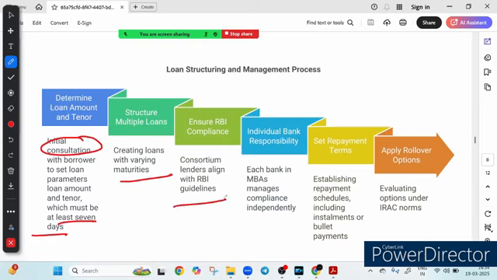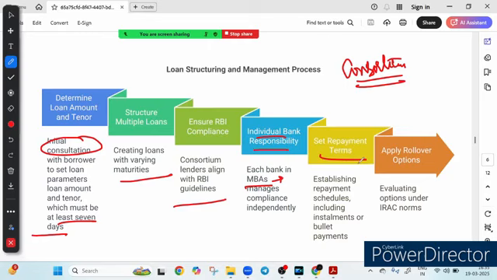Now you ensure the RBI compliance. All consortium lenders, so basically this point is about the consortium. You know about this consortium thing, right? How a consortium works is the point I am talking about. Basically, all consortium lenders must stay in sync with RBI guidelines. Then individual bank responsibility. Whenever there is a multiple banking arrangement, MBA, each bank within this MBA is responsible for managing its own compliance independently.